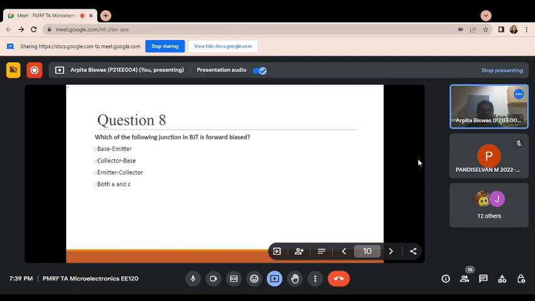I think we have discussed multiple times which junction in a BJT is in forward bias and which one is in reverse bias. So here, if you are considering that this BJT is in active mode, in that case which junction is in forward bias? So what is the right answer here?